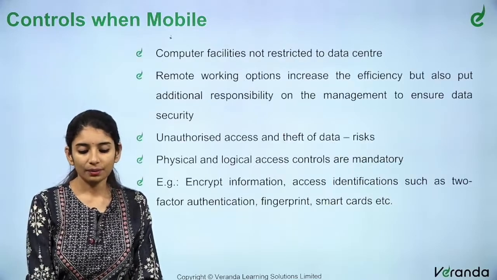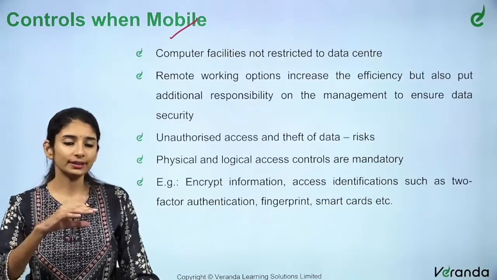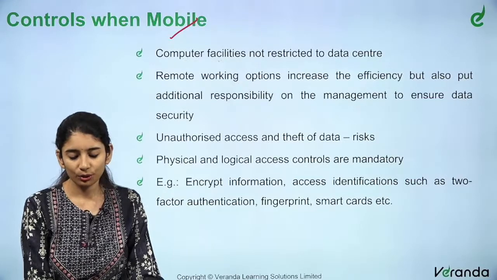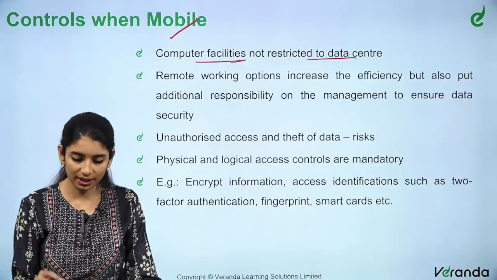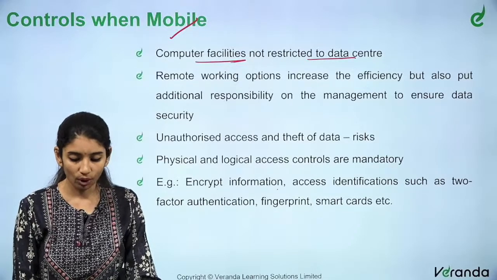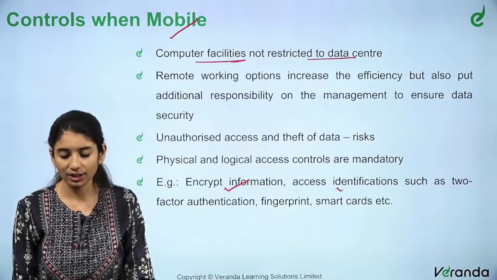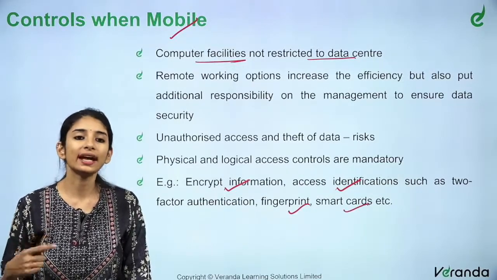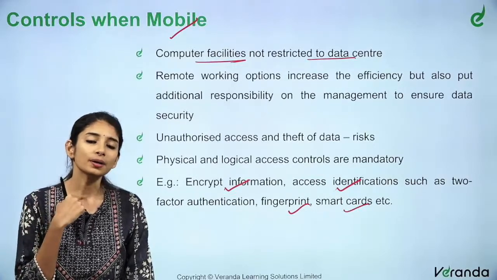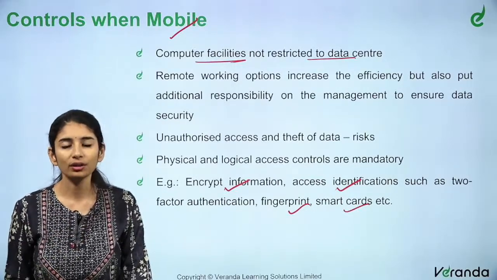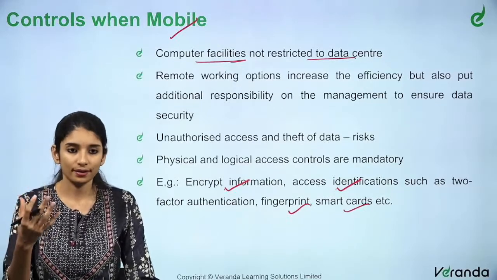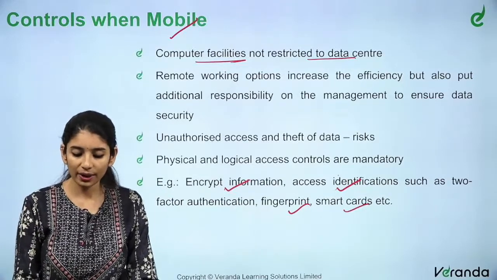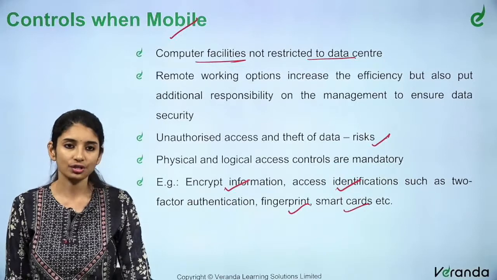Okay. And then with mobile nowadays, work from home, all the things can be done from a remote location. I don't need to necessarily be there at the office. In that case, computer facilities are not restricted to the data center. Okay, remote also, it's on the go. In that case, I need to have encrypted information, access identification such as two-factor authentication, fingerprints, smart cards. All these are extra measures or extra controls when the data is mobile. When your information resource, for example, the employees can work from their homes also through their laptops, in that case, I need to have all these things. Otherwise, I will have a risk of data theft.